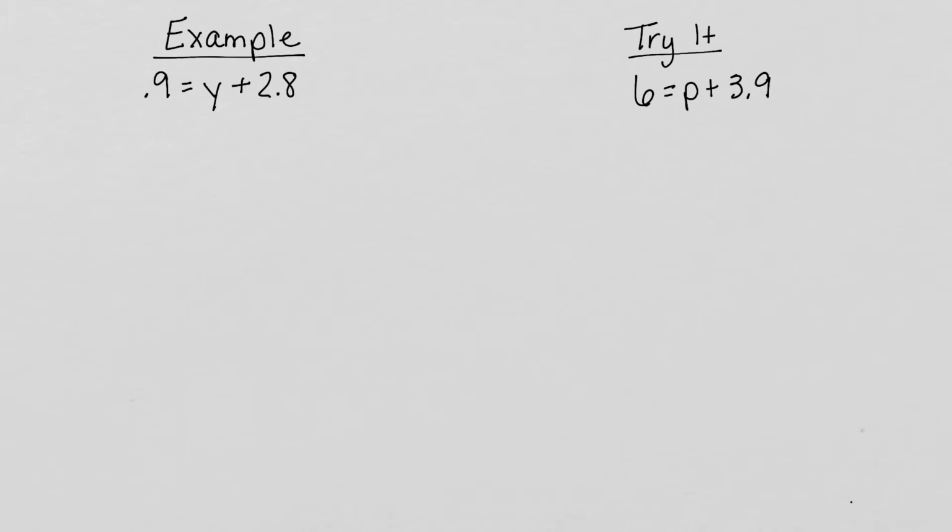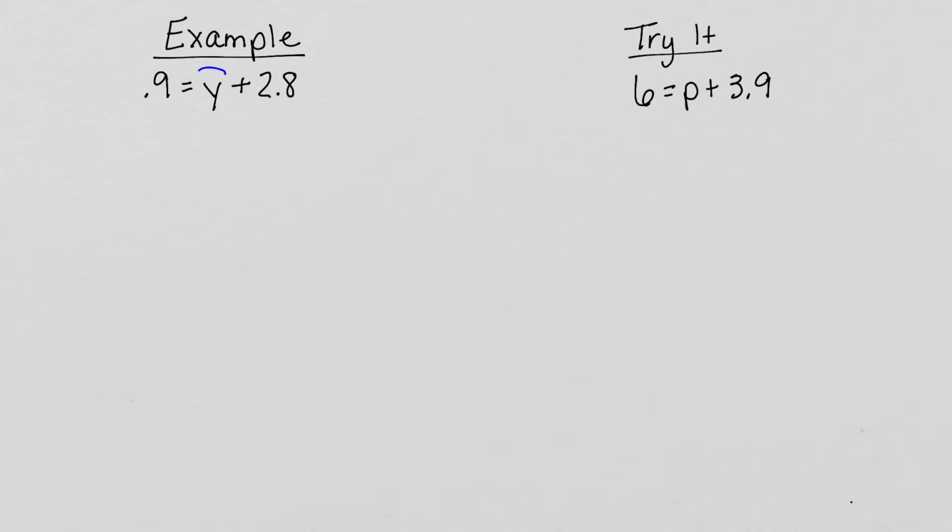All right, so these are the problems for your notes for 1.1. So follow along in the examples as I go, and then I want you to try the try-its. Okay, so for the example, for this first one, we have 0.9 equals y plus 2.8.